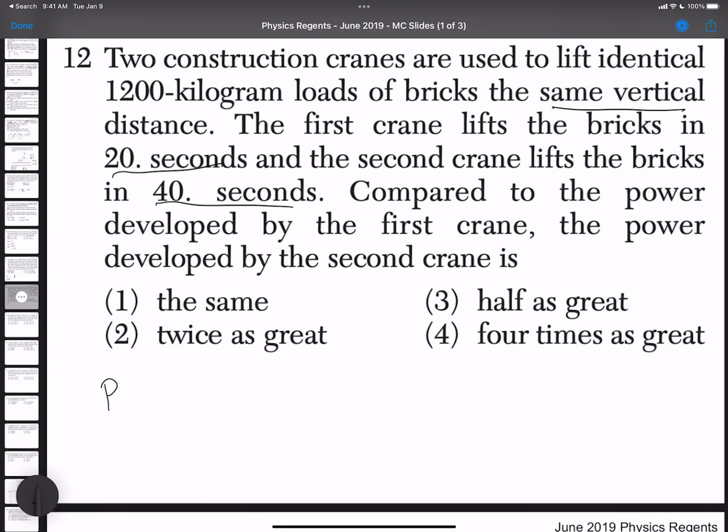On page 6 of the reference tables, we can remind ourselves that the power is equal to the work done divided by the amount of time it takes in order to do that work. And so if we double the amount of time, we will develop half the amount of power, right? If you take twice as long to do something, you need half as much power in order to do it.